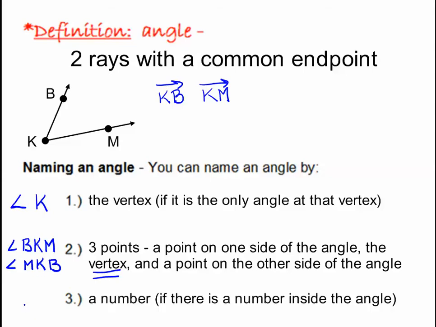The last way to name an angle is with a number, if there's a number inside the angle. For example, if there had been a number inside this angle, like 3, then you would have been able to name it angle 3.